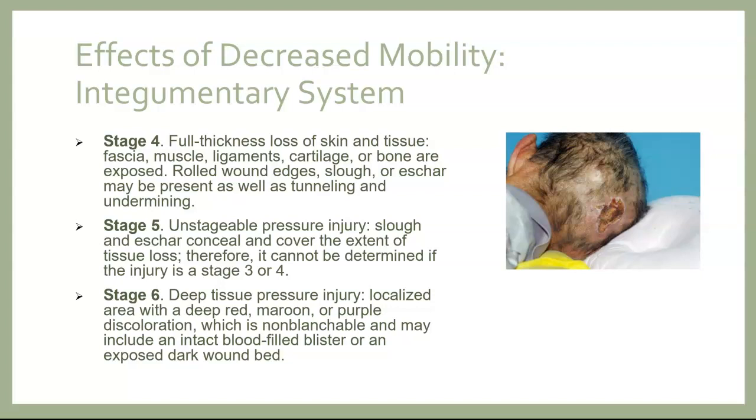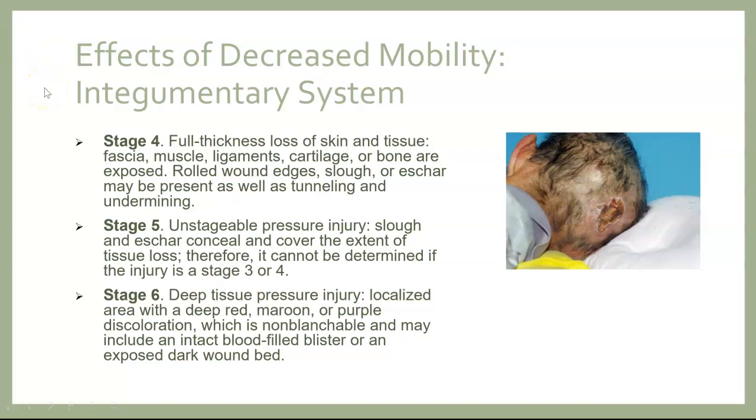And then stage 6 is a deep tissue pressure injury. It's a localized area with a deep red, maroon, or purple discoloration, which is non-blanchable and may include an intact blood-filled blister on an exposed dark wound bed. So this one's not going to be open, but it looks like a really deep bruise, that blood-filled blister, and so that's showing that there's a deep pressure injury.